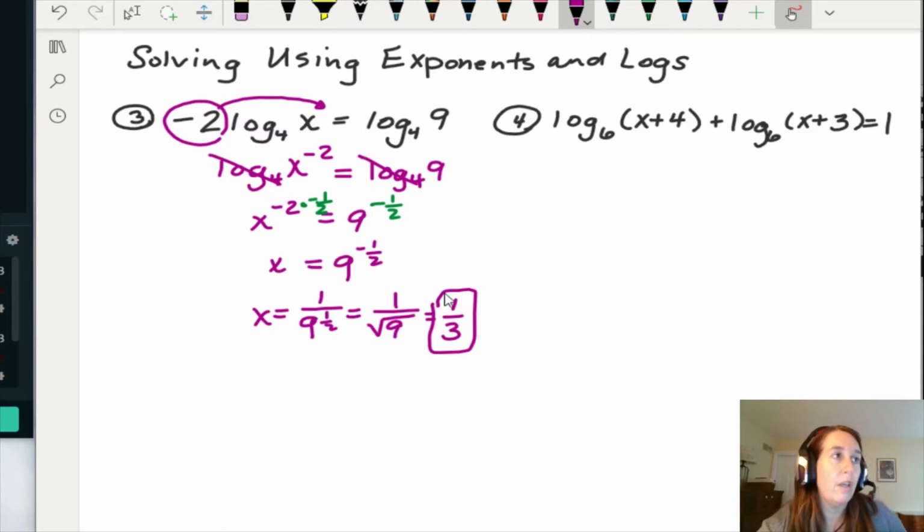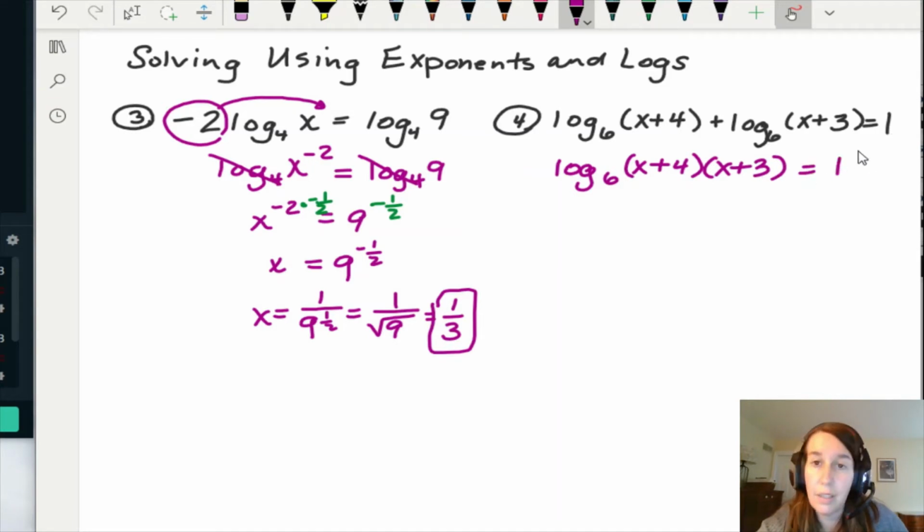Okay, let's do another. So now we have log base 6 of x plus 4 plus log base 6 of x plus 3 is equal to 1. I hope you're thinking, well, we did just learn all those properties of logs, so we're probably going to have to use them, right? So we're going to want to combine this into one log. So that's log base 6, and then remember, this is actually the product property. So x plus 4 times x plus 3, still equal to 1 on the other side.